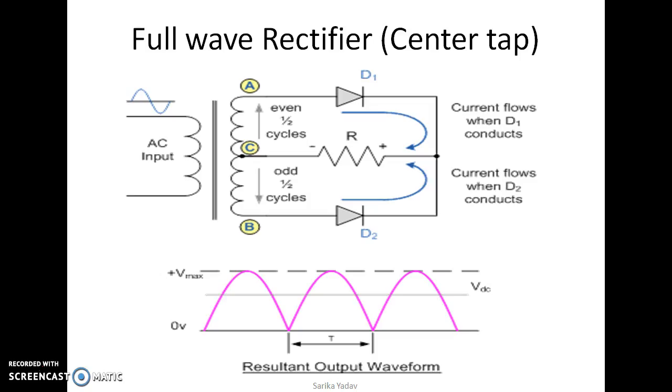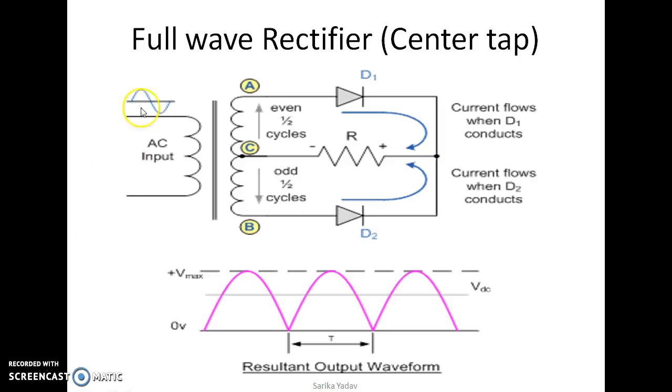In full wave rectifier, first type is center tap rectifier. The name center tap is given just because we have used center tap transformer in this rectifier. AC input is applied at the primary winding of the transformer and diodes are connected at the secondary windings of the transformer. Here we have used two diodes D1 and D2.